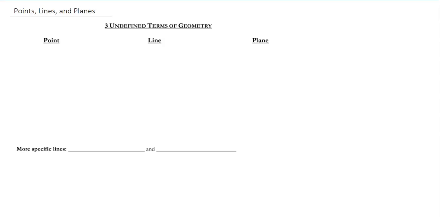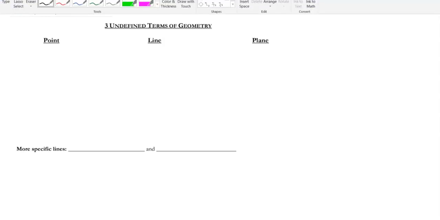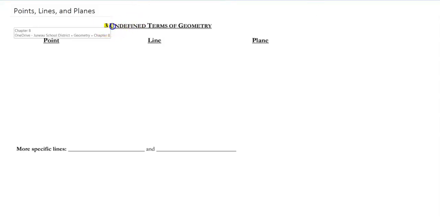Okay, so what we're working on today is called points, lines, and planes. And this is actually the fundamentals of geometry. This is what everything in geometry is made up of. Okay, so what we have to start off first with is three undefined terms.